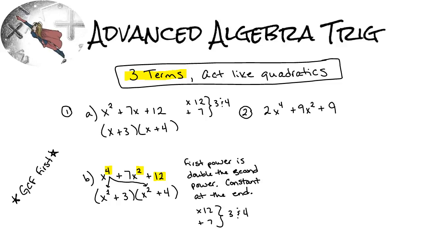Now number 2 is still a type of quadratic. It works like a quadratic. It is a little harder because there's the 2 in front. So this is, well, number 1, let's check our powers. The 4th power is double the 2nd power, which is 2. And then at the end of the problem, we have a constant. So we know we're okay to use this technique. So it's going to be like a quadratic.